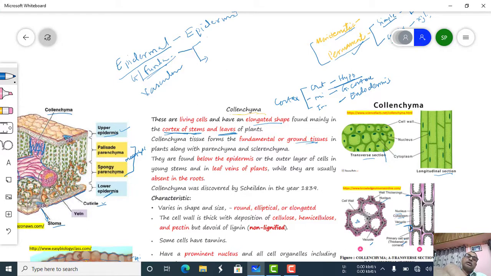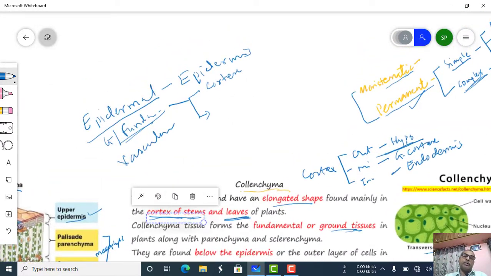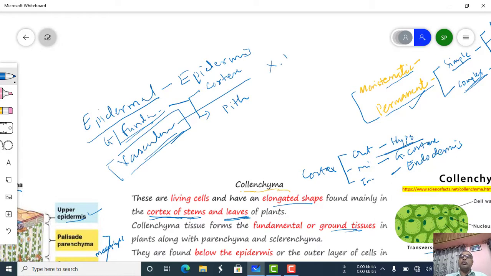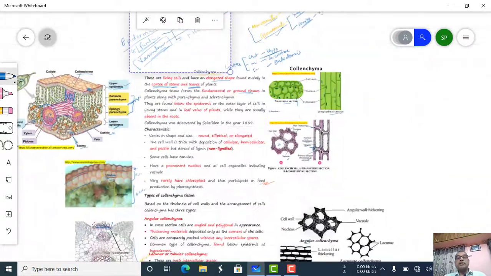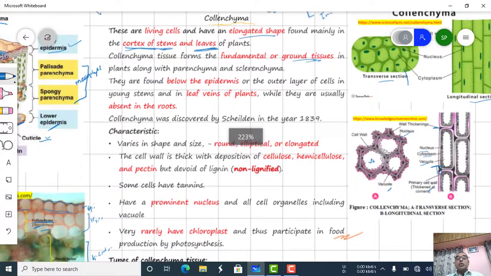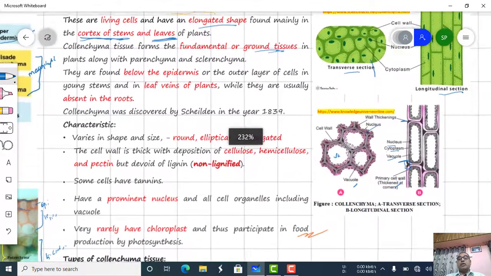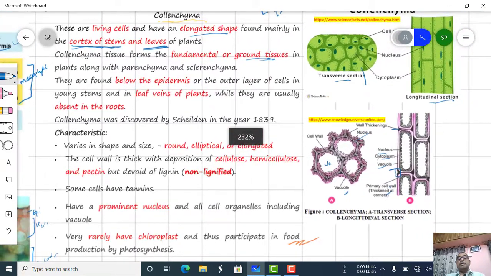The region above the vascular bundle is generally considered as the cortex region, while the region of the ground or fundamental tissue system that is present below or inside the vascular tissue system is generally considered as the region of pith. And the vascular tissue system is generally made up of vascular elements like xylem and phloem, which form the vascular bundles among the plants. So collenchyma tissue forms the fundamental or ground tissue in plants along with parenchyma and sclerenchyma.